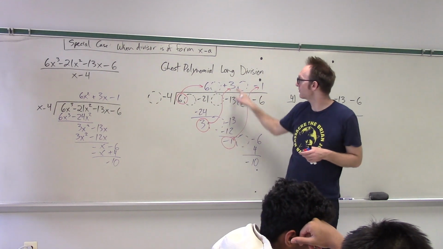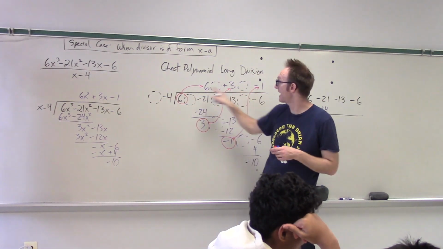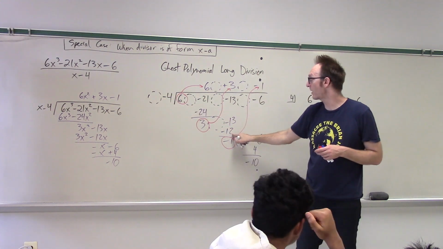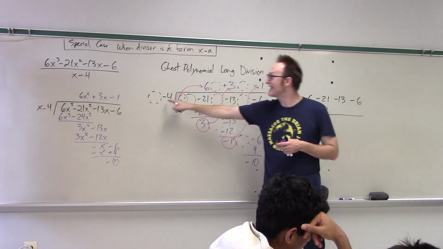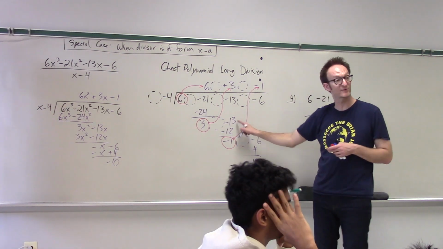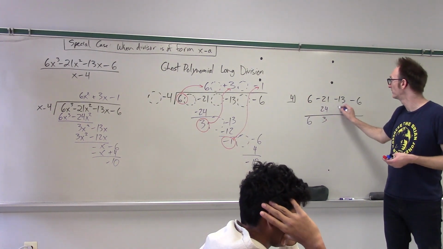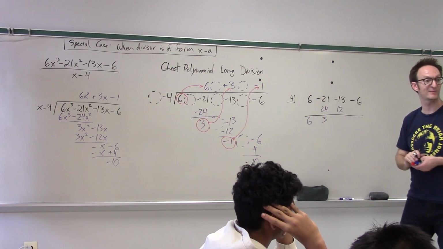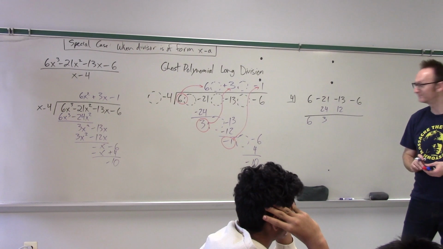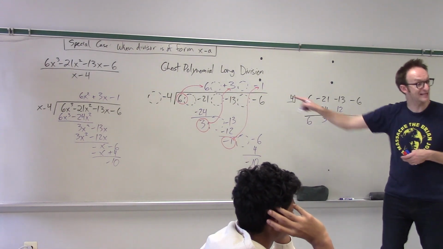Then, what am I supposed to do with that 3? I'm supposed to multiply that 3 back through, and I get 3 times negative 4 is negative 12. Well, instead of multiplying 3 by negative 4 and getting negative 12, but then subtracting negative 12 from negative 13, let me just multiply 3 by positive 4 and add it to negative 13. That's the same operation. What do we get? Negative 1. I'm getting the exact same thing.